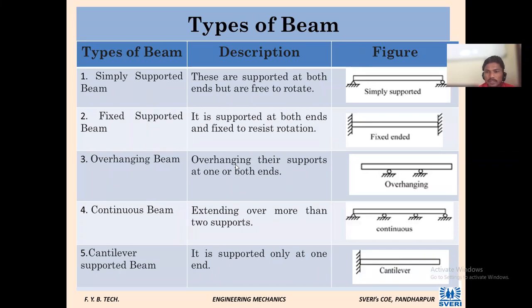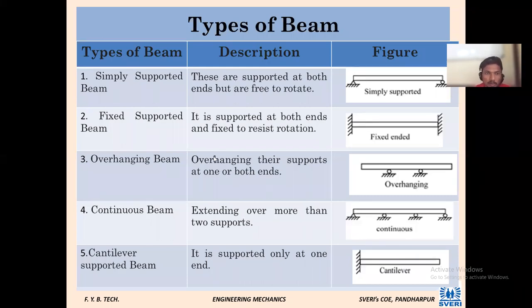How many types of beam have we seen yesterday? Five. Five types of beam, four types of what? Supports and three types of load. Four types of support, very good, and three types of load we have seen.